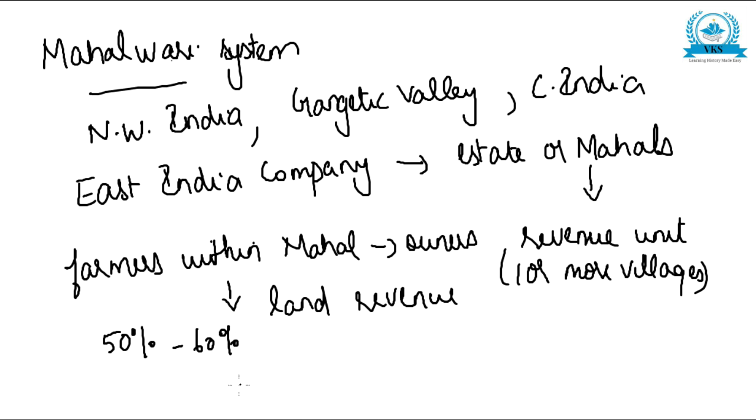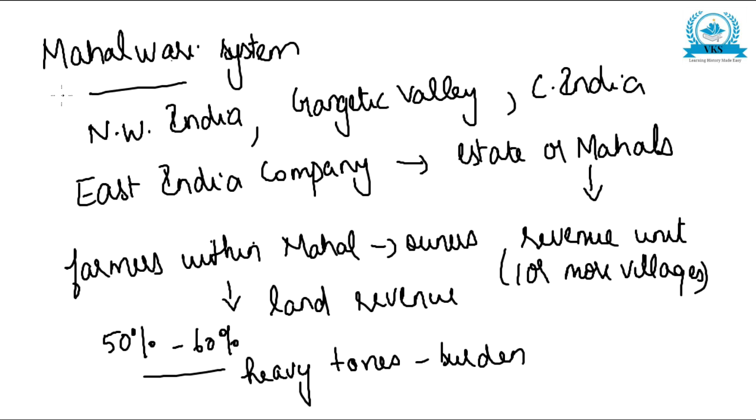But the problem was that the heavy taxes became a burden on farmers and they were reduced to absolute poverty. So this was the Mahalwari system. All the land revenue systems, Zamindari, Ryotwari and Mahalwari, were always a problem for the farmers or the cultivators, and always beneficial for the British government. So that was an economic impact of British rule.